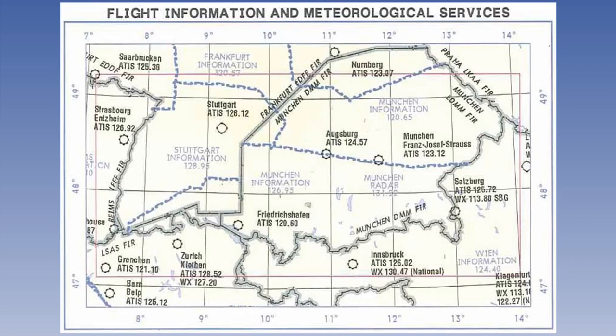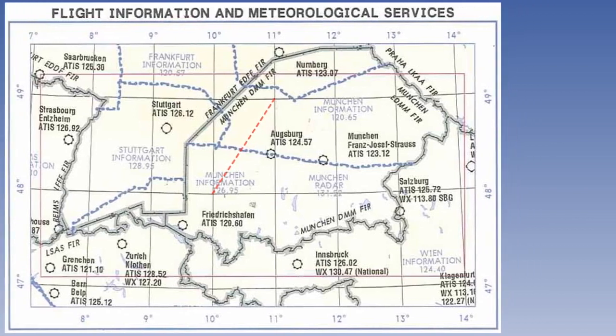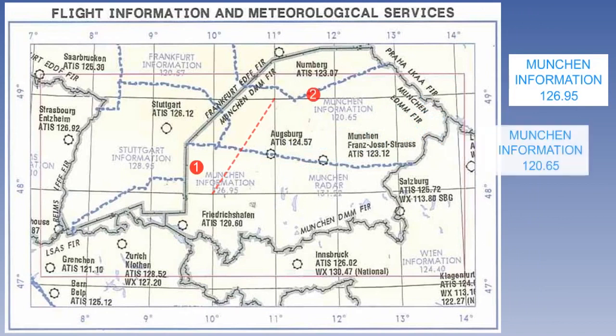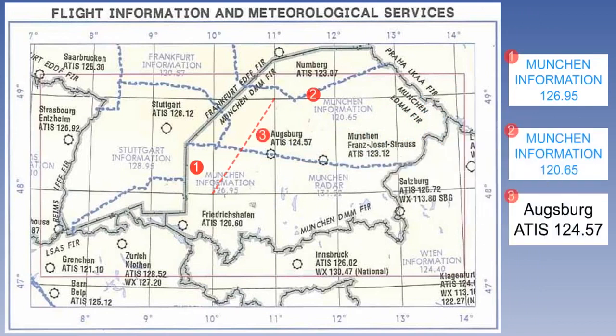By using the Flight Information and Meteorological Services diagram at the bottom of the chart, the frequencies for the appropriate services can be found. Transpose the route to the diagram to determine the frequencies for FIS and MET.